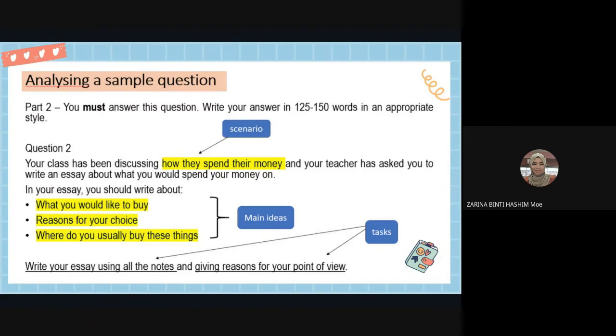And then number 2, reasons for your choice. Why do you want to buy that item? Okay, you have to give your reasons. Since here reasons so ada S, so kena tulis more than one reason. Okay, not just one reason, more than one reason.